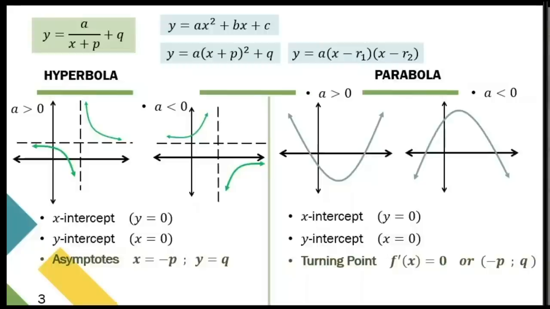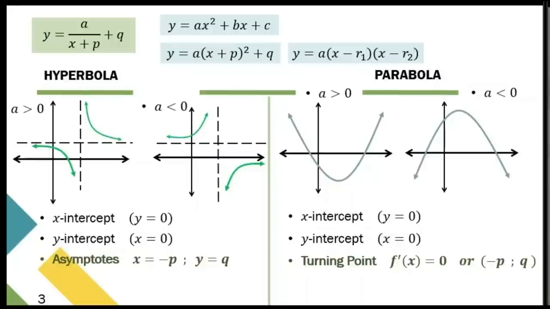We have two asymptotes. First of all, I have a vertical asymptote, and that is where x is equal to negative the p-value. Why negative the p-value? That would make the denominator of the fraction 0, and then my fraction would be undefined, and that is why x equals negative p is my vertical asymptote. My horizontal asymptote is where y is equal to our q-value.